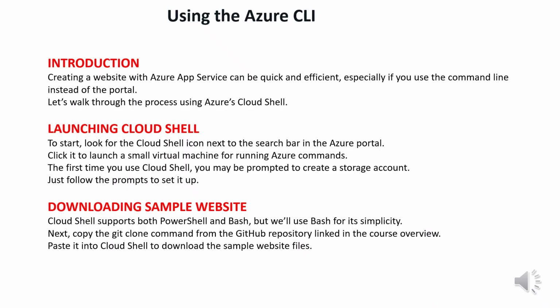Downloading sample website files. Cloud Shell supports both PowerShell and Bash, but we'll use Bash for its simplicity. Next, copy the git clone command from the GitHub repository linked in the course overview. Paste it into Cloud Shell to download the sample website files.